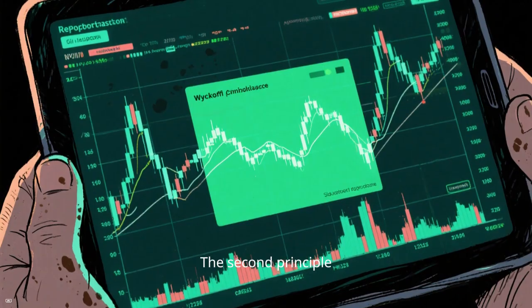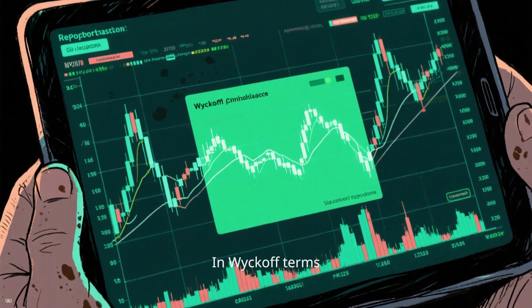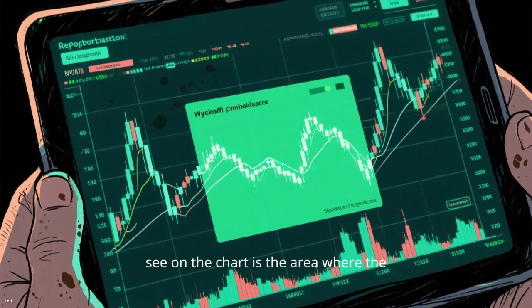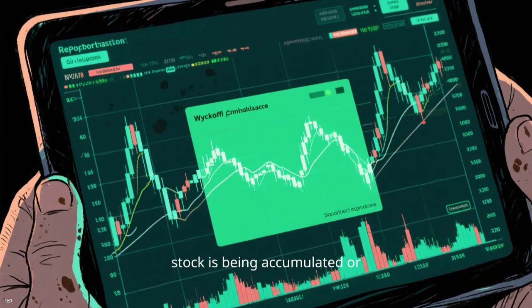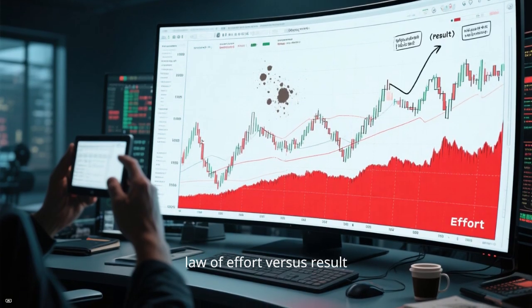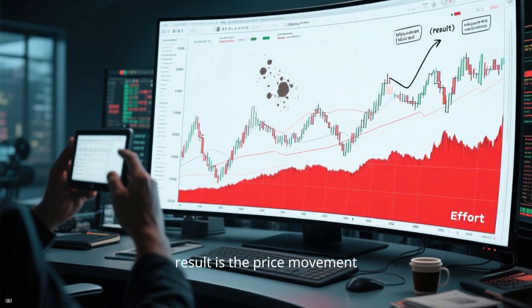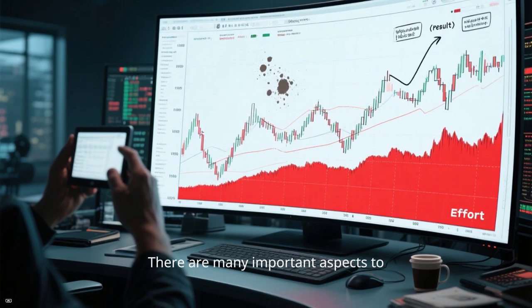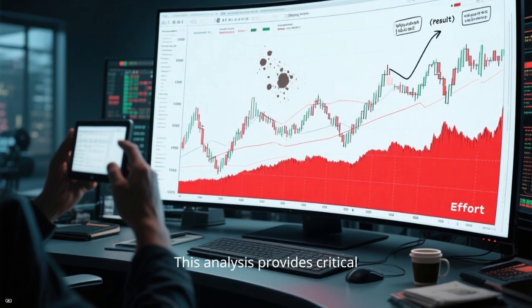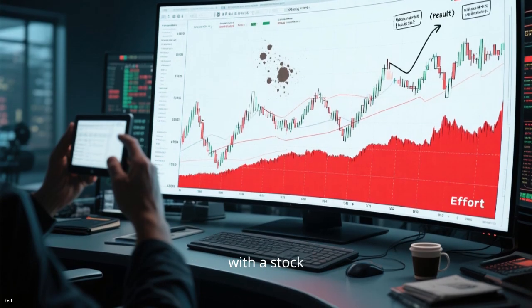The second principle is the law of cause and effect. In Wyckoff terms, the sideways movement highlighted in shaded color boxes you see on the chart is the area where the stock is being accumulated or distributed. The third principle is the law of effort versus result. Here, effort represents the volume bar leading indicator, while the result is the price movement. There are many important aspects to consider when analyzing effort versus result. This analysis provides critical decision-making data by revealing what is truly happening with a stock.